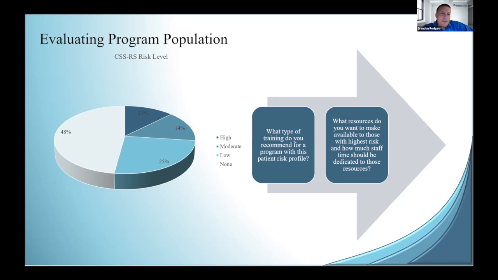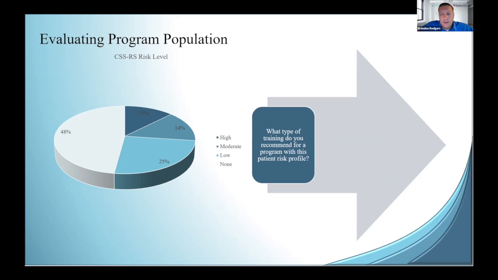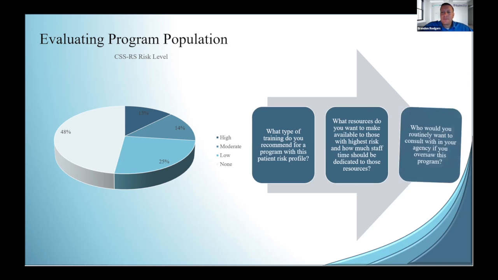And Rachel, that proactive approach means that somebody doesn't have to come to a crisis service to get something like a RAP plan or a SEP, but we can start to think about that. And so that leads into this next question really well: what resources do you want to make available to those with the highest risk, and how much staff time should be dedicated to those resources? So again, you're managing scarce resources. And if you know you've got a higher risk part of your population, how do you move staff time or resources around in your program to meet those needs? And then finally, who would you routinely want to consult with in your agency if you oversaw this program?